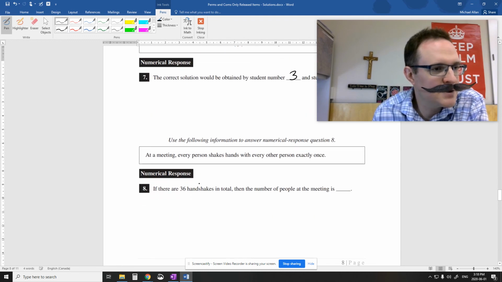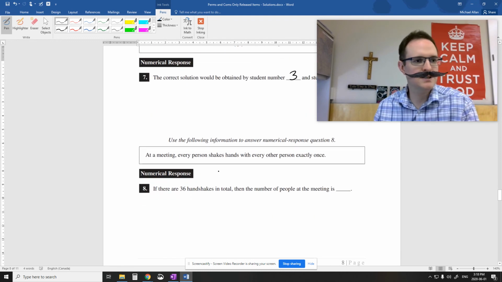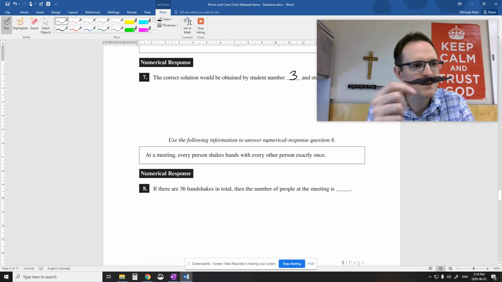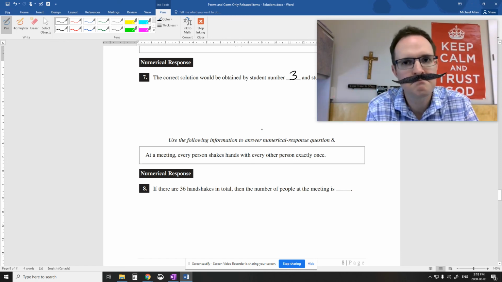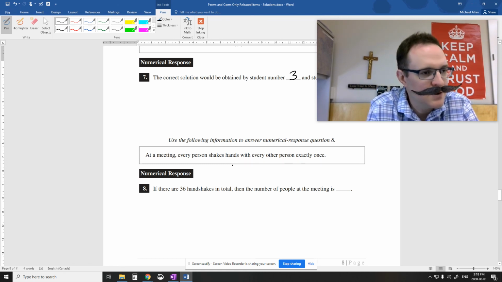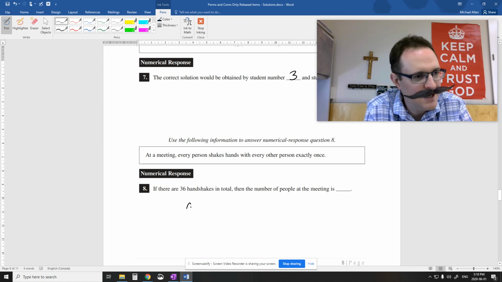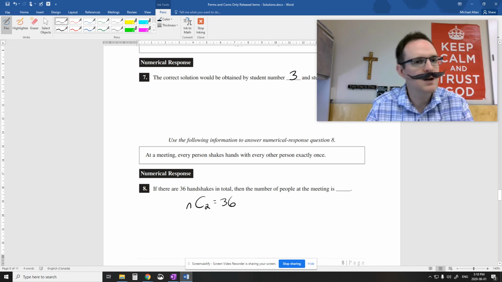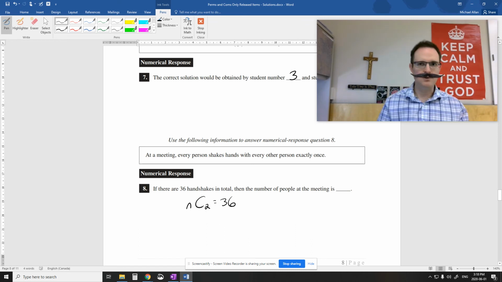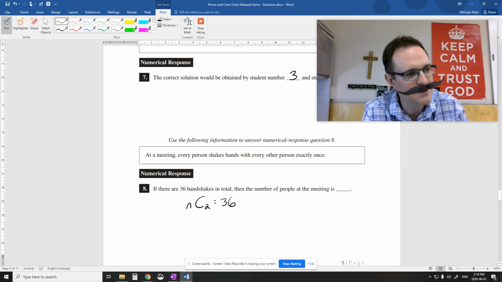At a meeting, every person has to shake hands with another person. So that means bump elbows or I don't even know what's the best way to do. Nod your head at somebody. Okay. There are 36 handshakes in total. So that means I don't know how many people are there, but I do know that there's 36. And order doesn't matter. Whoever initiates it, doesn't matter who initiates it. All right. You're just going to shake hands anyway.